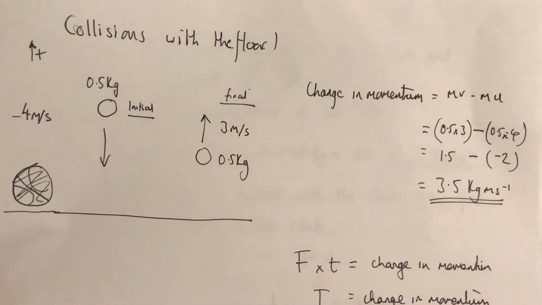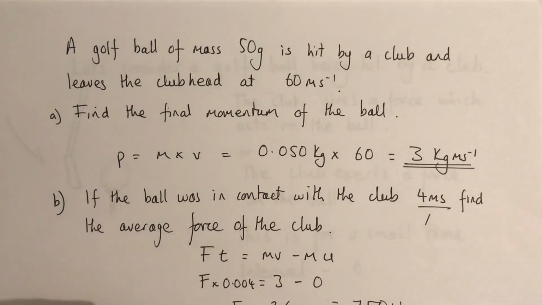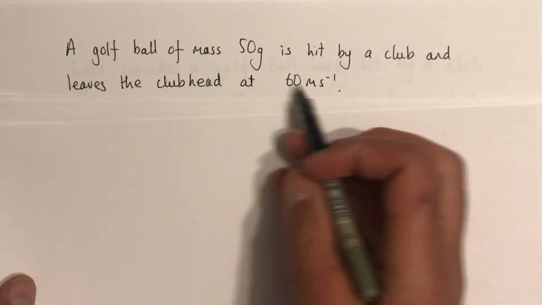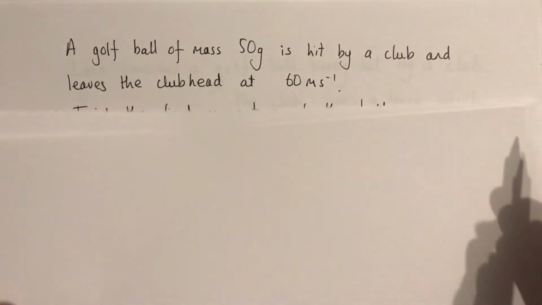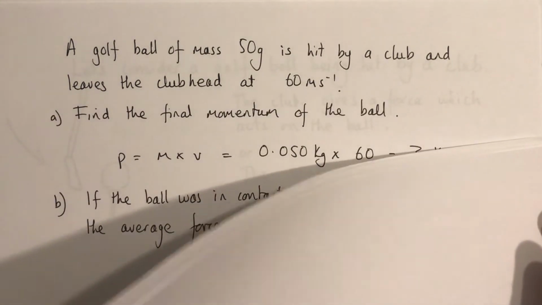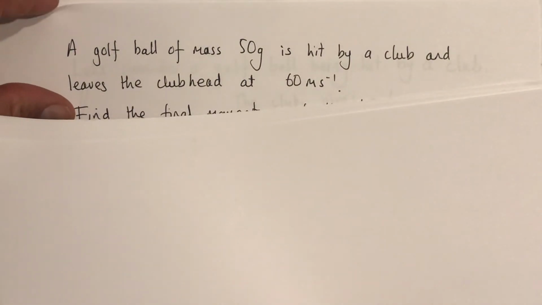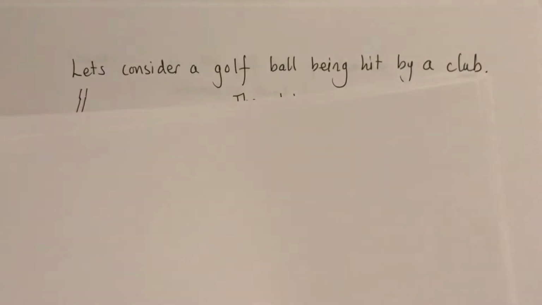Okay, let's work through another example. Here I've worked through an example with a golf ball. A golf ball of mass 50 grams is hit by a club and it leaves the club head at 60 meters per second. Okay, now have I drawn a picture? I've drawn a picture on my introductory page.